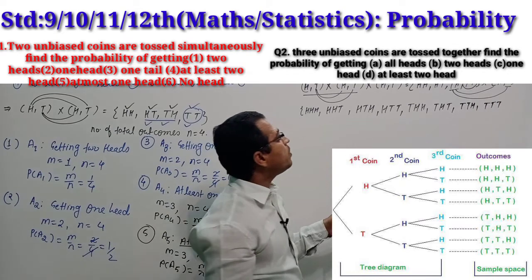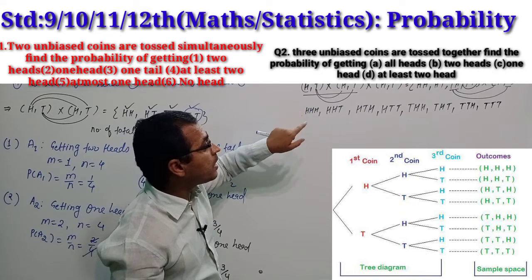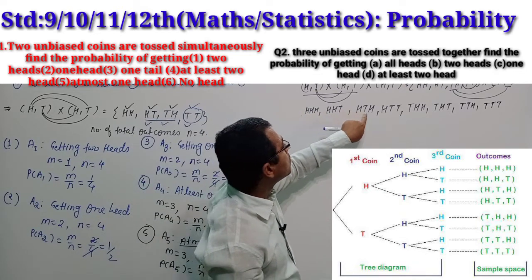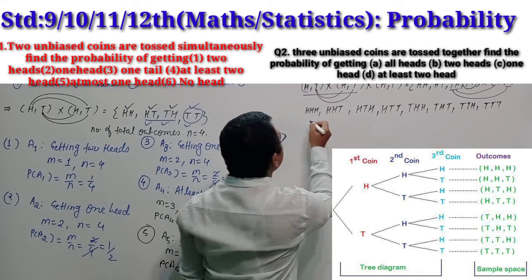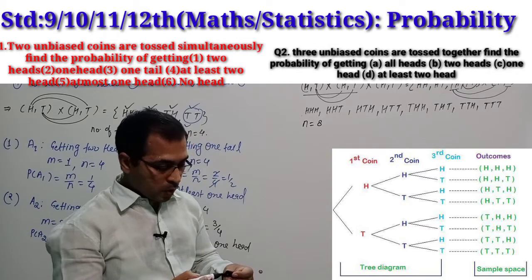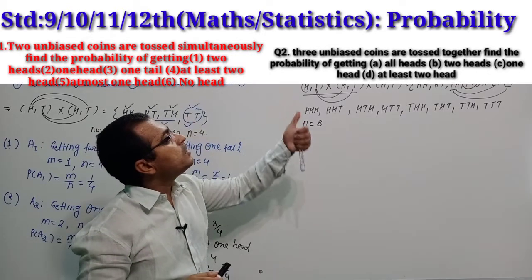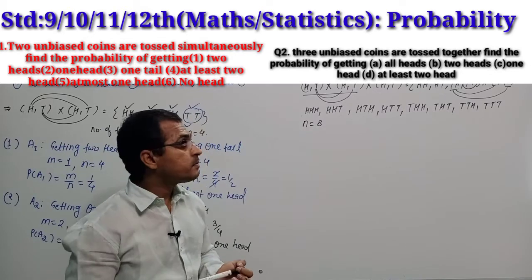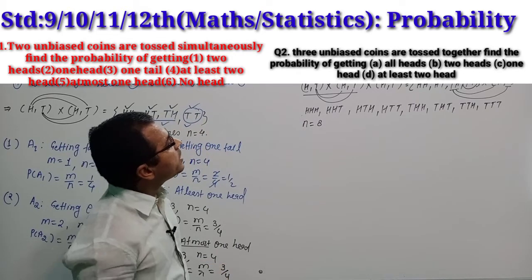Right students, now here you can see the total number of outcomes: 1, 2, 3, 4, 5, 6, 7, 8. So n is equal to 8. 8 is the total number of outcomes, which means the sample space of this experiment. In this question, the first one is what?